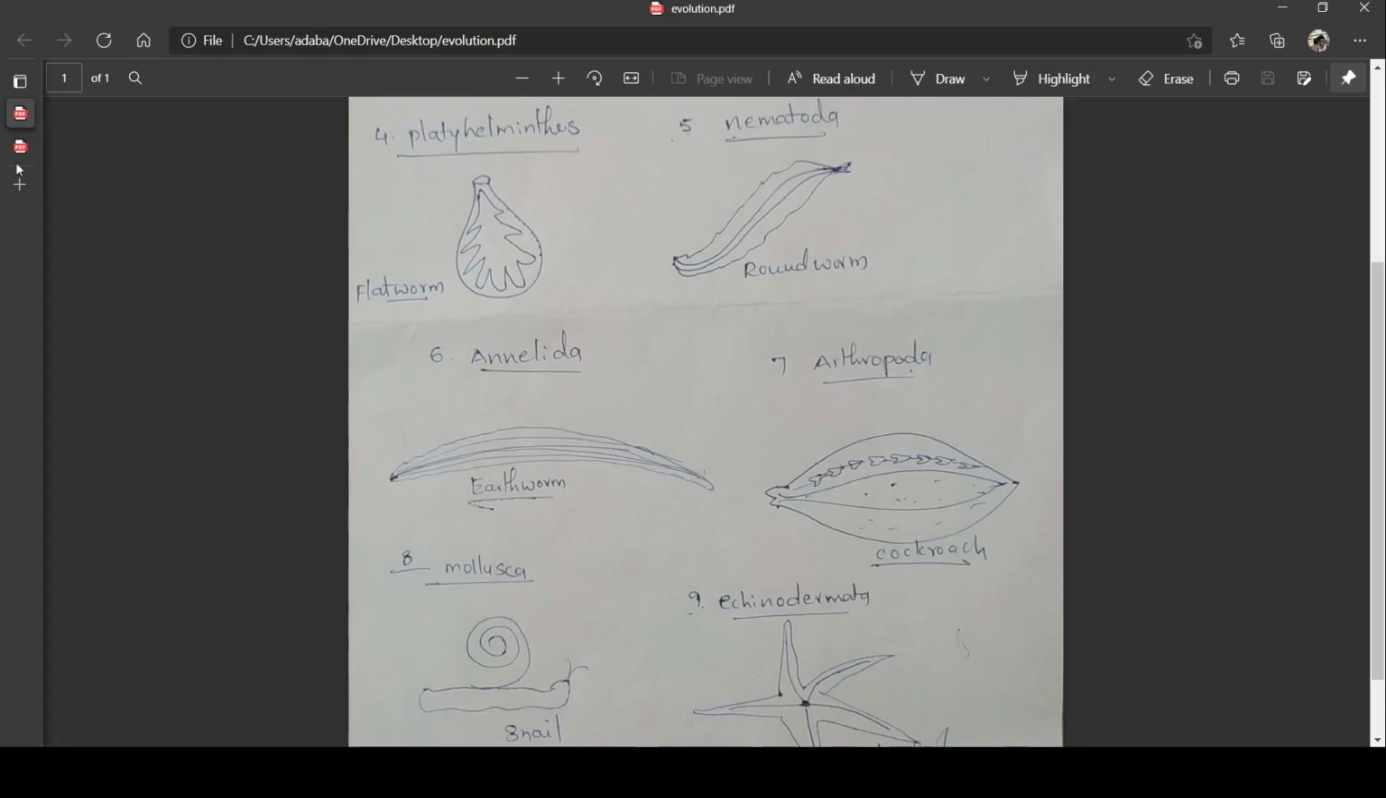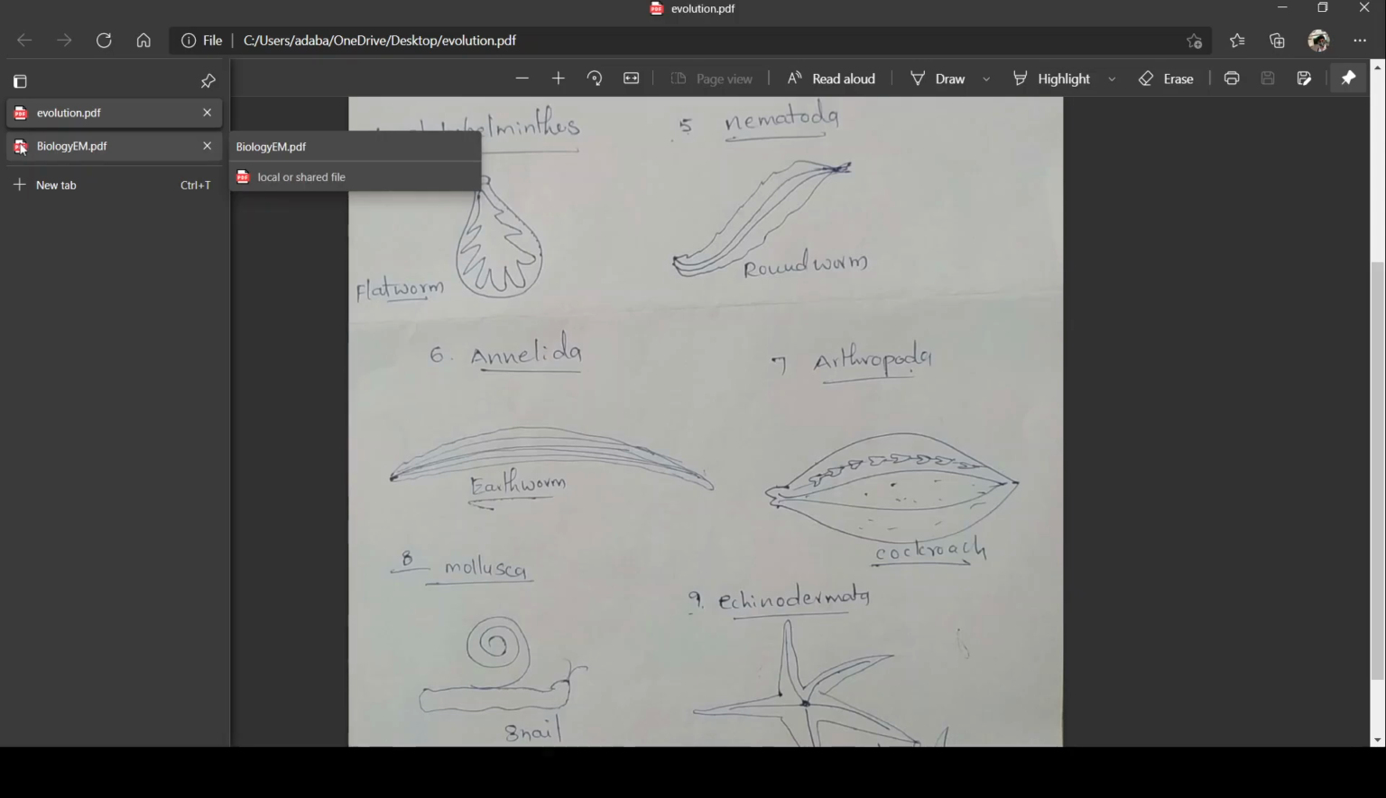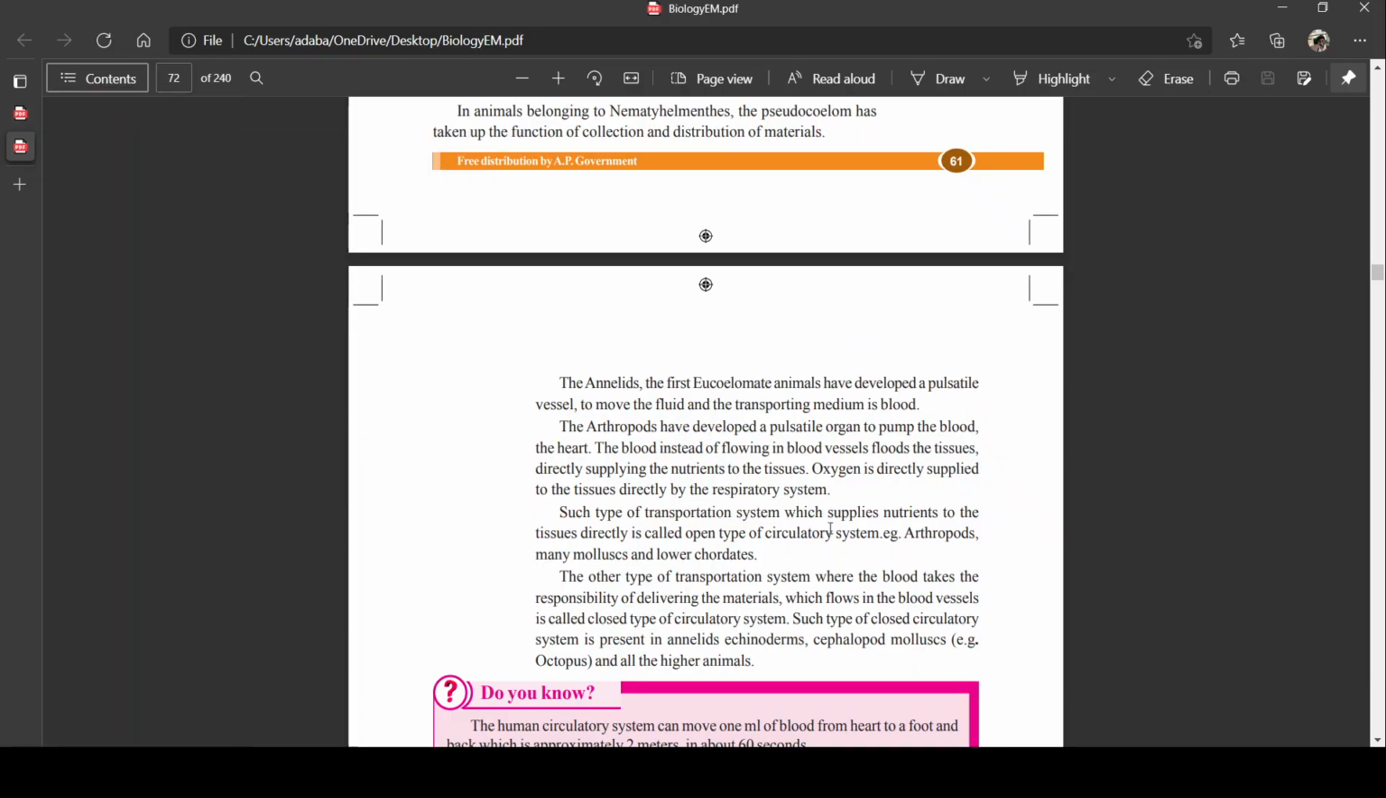And the next phylum is Arthropoda. Arthropoda is the biggest phylum among the nine phyla. In this phylum, the animals are insects. Most of the insects belong to the Arthropoda phylum.